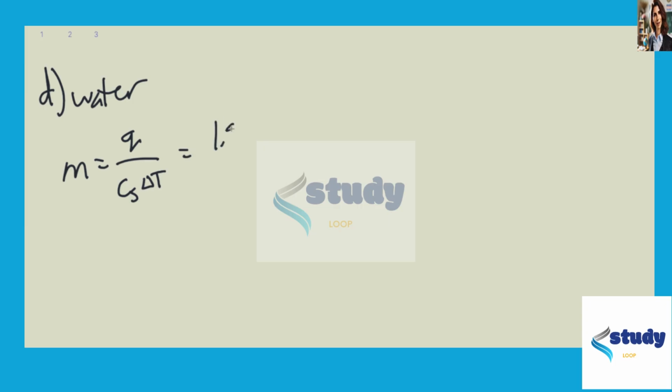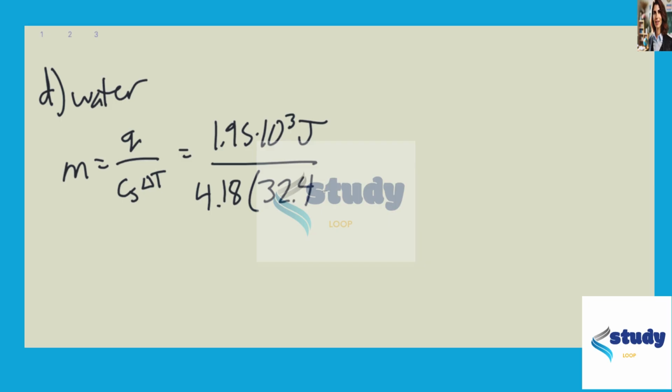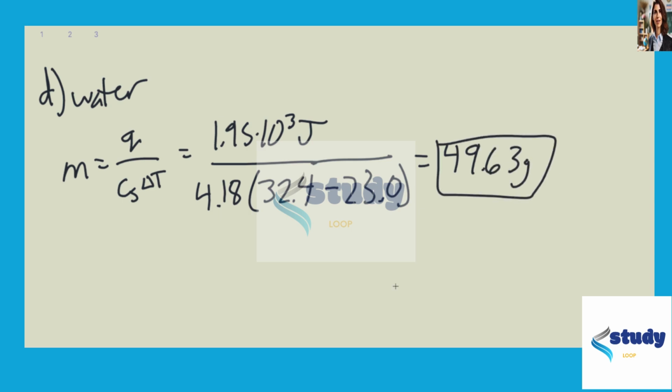So now finally to move on to letter D, which is water. So again, we take our same equation, m equals Q over Cs delta T. Our Q is again the same, 1.95 times 10 to the third joules. Our Cs in this case is 4.18. And our change in temperature, our final temperature is 32.4. Our initial temperature is 23.0. And so that gives a mass of 49.63 grams. And so that is our final answer for letter D.